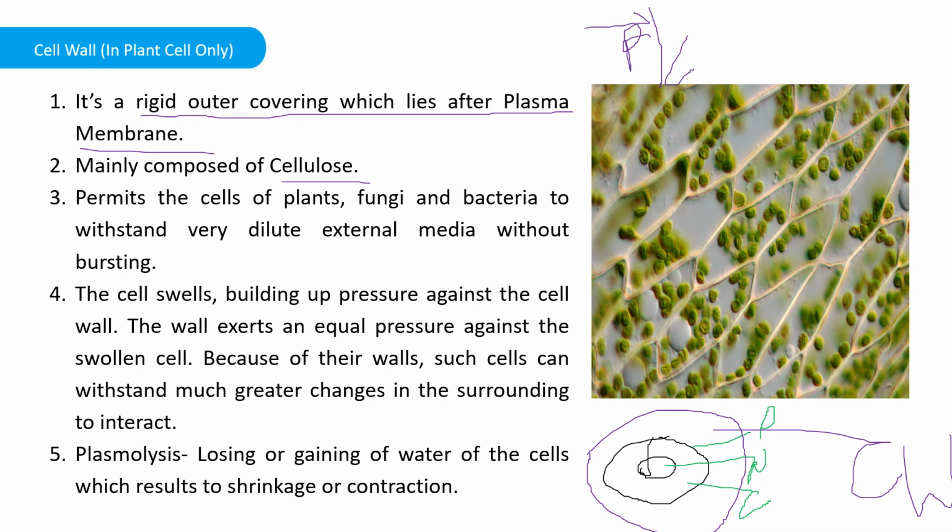So the plasma membrane is exerting pressure on the cell wall, and this cell wall exerts equal pressure against the swollen cell. Because of their walls, such cells can withstand much greater changes in the surroundings. And here we come across a term, plasmolysis: losing or gaining of water by the cells, which results in shrinkage or contraction. This process is known as plasmolysis.